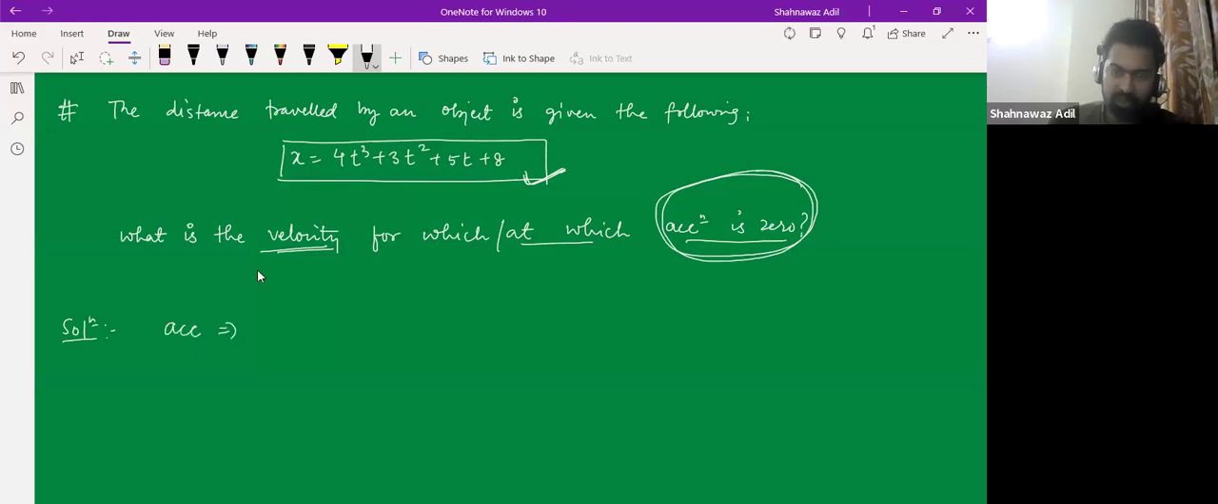Acceleration is how much? Acceleration is the rate of change of velocity. And then we know what this v is. So first, let us find out what v is, right?